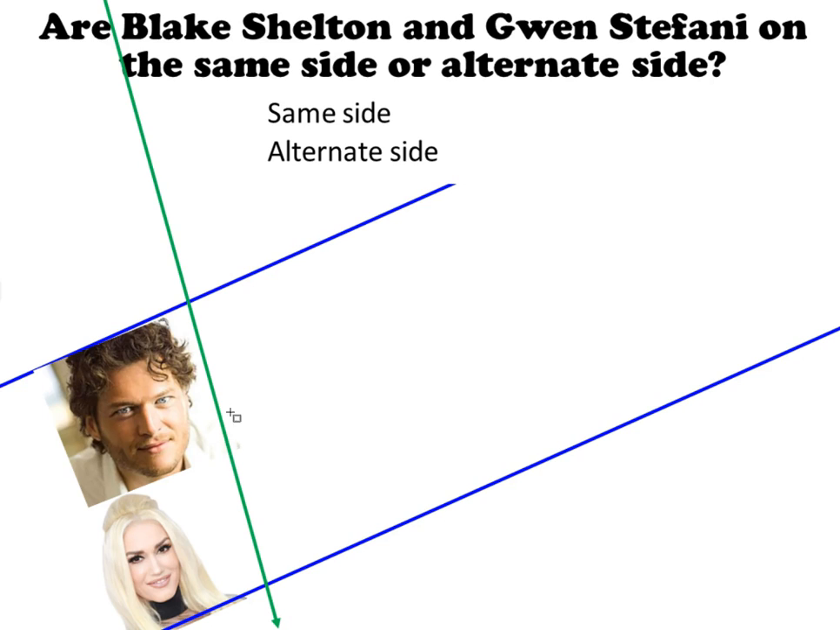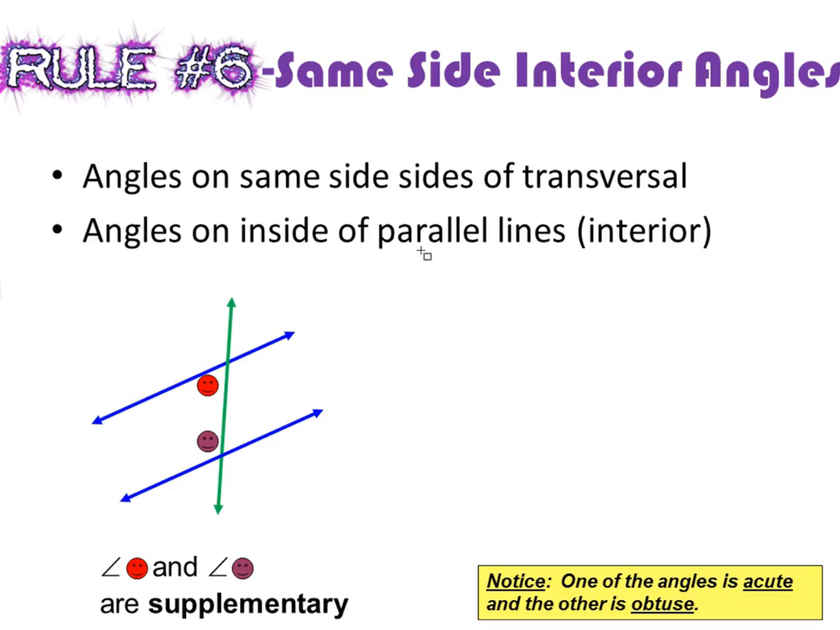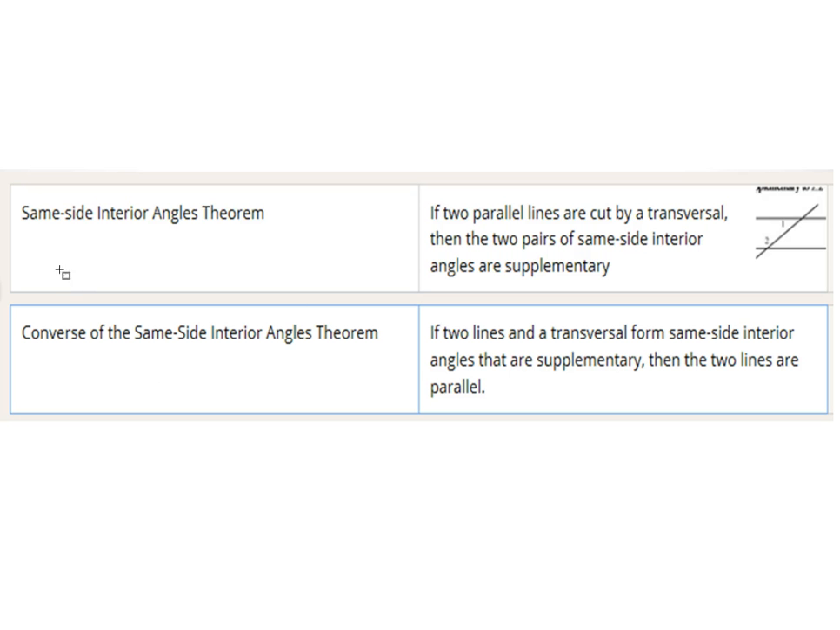Are these same side, alternate side? Same side interior. So same side interior, these are a little different. These two angles aren't congruent, they are supplementary. They add up to 180. So for this one, we have, again, if you have these parallel lines, then these same side interior angles are supplementary. Or if you have two lines and those angles are supplementary, then you know that the lines are parallel.